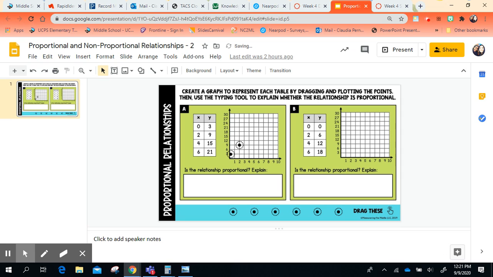Does it go through 0, 0? Where does it say 0, 0? It does not. So is it proportional? No, it's not proportional. So you're writing in here, no, this graph is not proportional because it does not go through the origin. Not just no, because I will not mark it correct. Make sure you're following all of those directions, not just half of them.